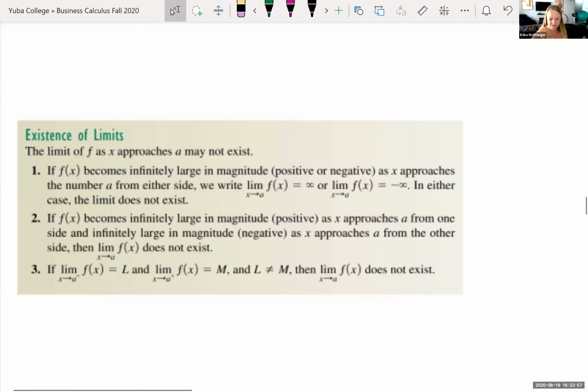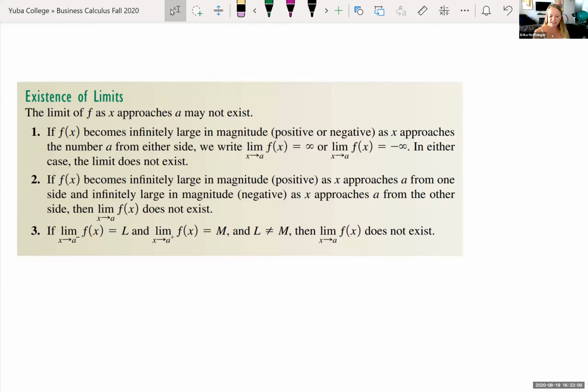Okay, so we've already kind of talked about this. This is where the limit of f as x approaches a may not exist. Let's read through it real quick. It says that if f of x becomes infinitely large in magnitude, positive or negative, as x approaches the number a from either side, we will say that the limit as x approaches a of f of x equals infinity, or the limit as x approaches a of f of x equals negative infinity. But in either of these cases, the limit doesn't exist. So infinite limits don't exist.